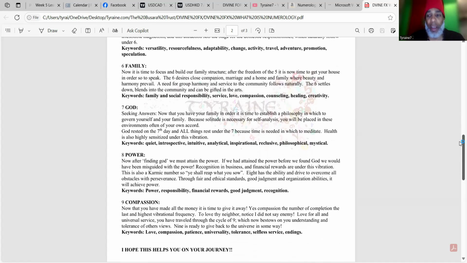So 6 represents family. Now it's time to focus and build our family structure. After the freedom of the 5, it's now time to get your house in order, so to speak. The 6 desires close companionship, marriage, and home and family where beauty and harmony prevail. A need for group harmony and service to the community follows naturally. The 6 settles down, blends into the community, and can be gifted in the arts. Keywords are family and social responsibility, service, love, compassion, counseling, healing, and creativity.